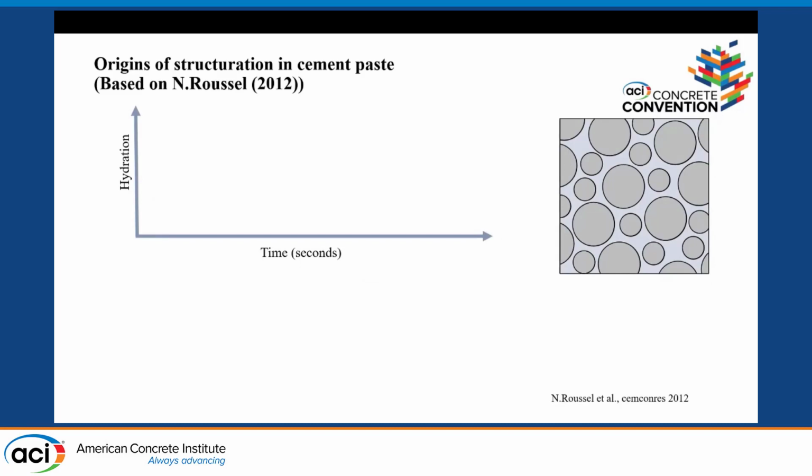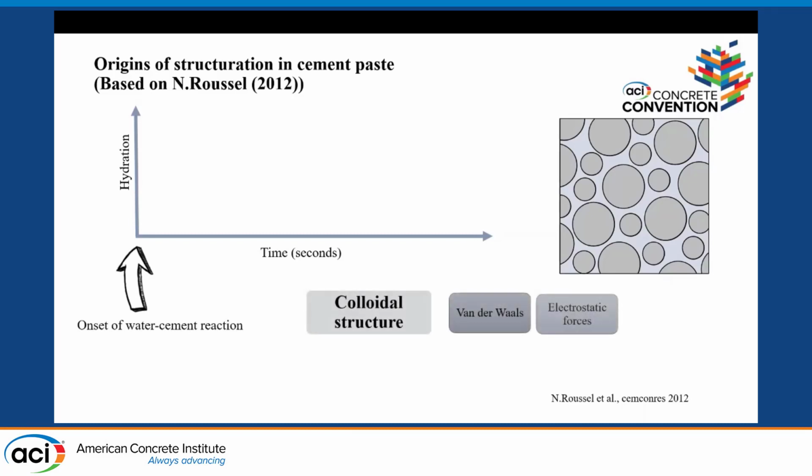So I'm going to try and give some brief background on where the static yield stress comes from, where the structuration comes from. And I always like to refer to the work of Professor Roussel for this. And we can look at this very quickly. With the onset of water and cement interactions, we start to have some colloidal interactions based on van der Waals forces and electrostatic forces. So we can conceptualize that this is what we have between our cement and water system.